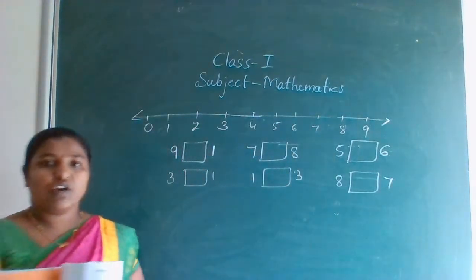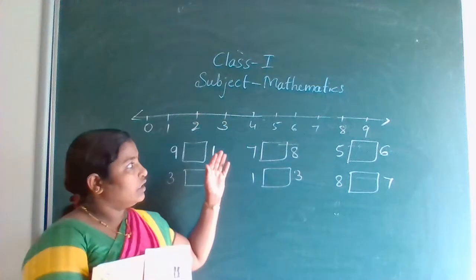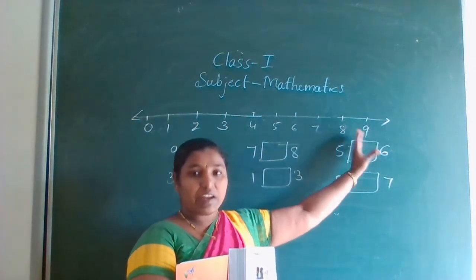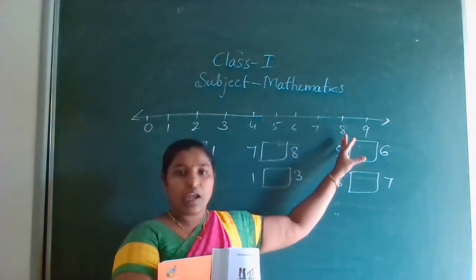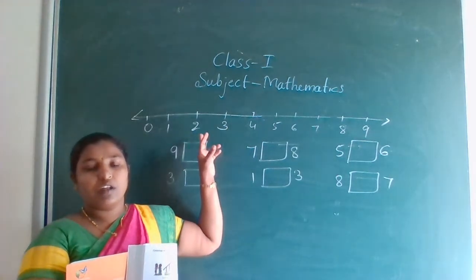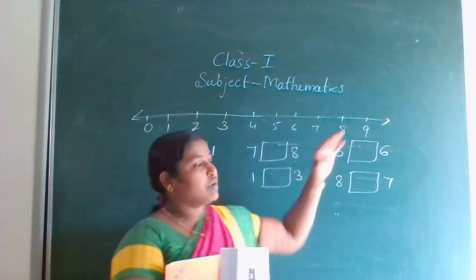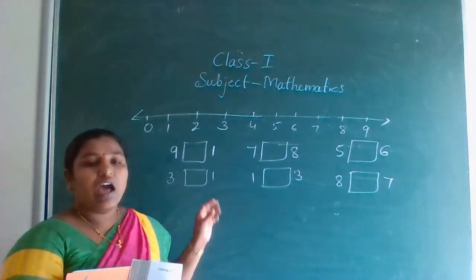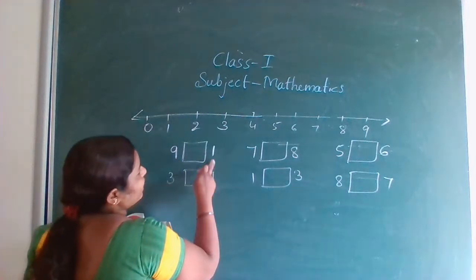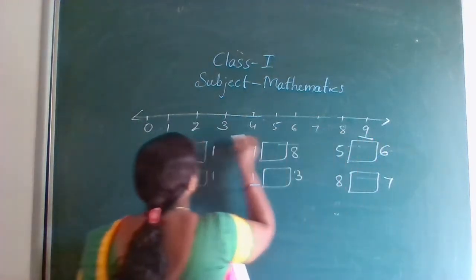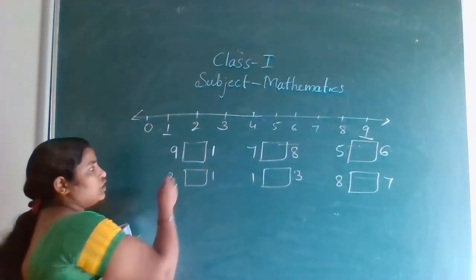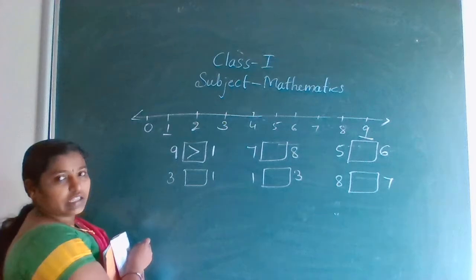So as I said already, the numbers from the right side on the number line are bigger than the numbers of the left side of the number line. So whatever numbers are there in the right side, they are bigger than the left side numbers. Now see the 9 and 1. Where is 9? 9 is here and 1 is here. So 9 is bigger than the 1. So we should put greater than symbol.